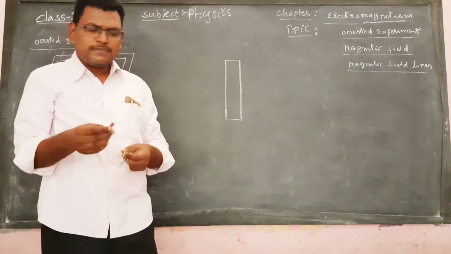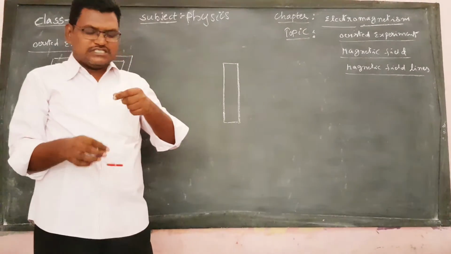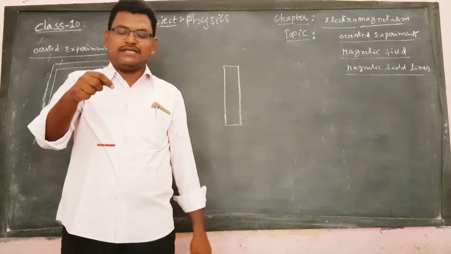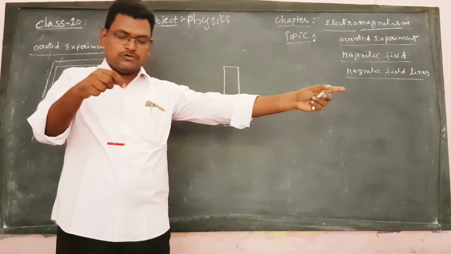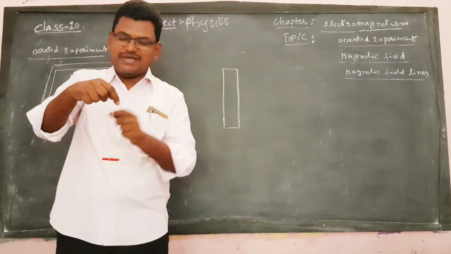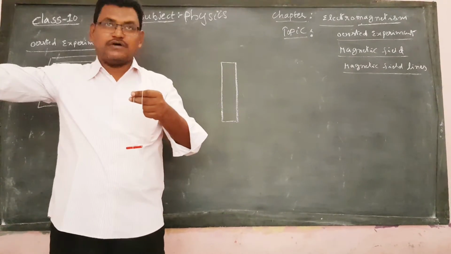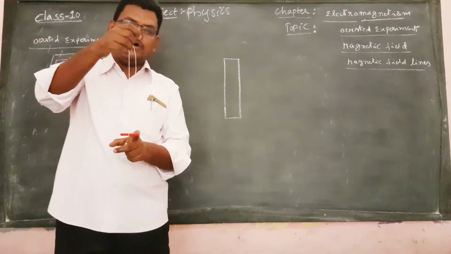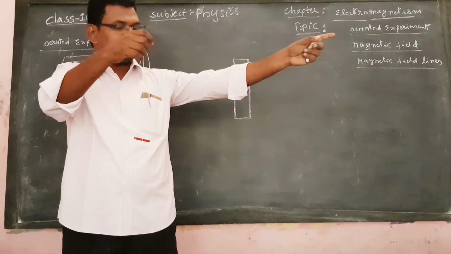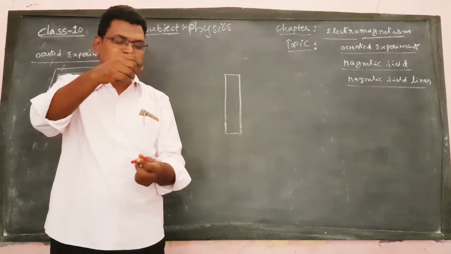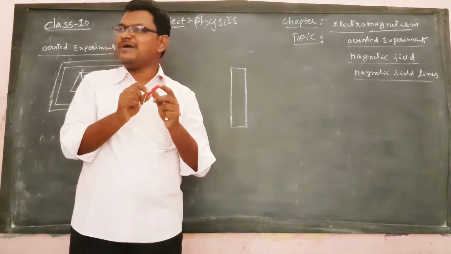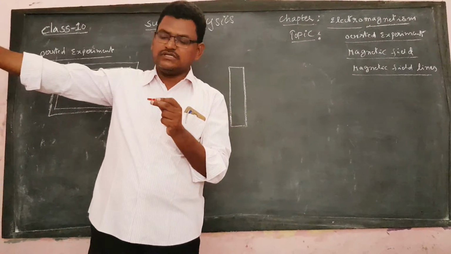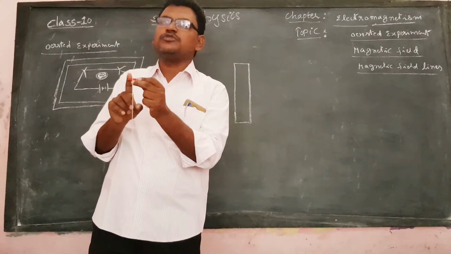So here it is a freely suspended magnet. One end of the magnet is showing one pole of the earth, and the other end of the magnet is showing the other pole of the earth. We take the end of the magnet which shows the north pole of the earth as the north pole of a magnet, and the end of the magnet which shows the south pole of the earth is taken as the south pole of a magnet.